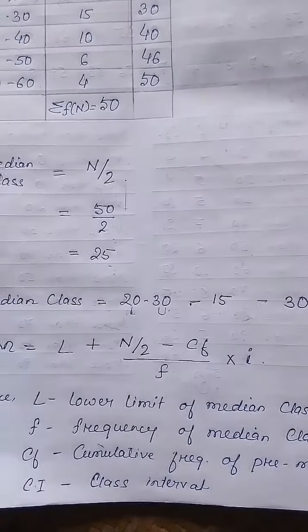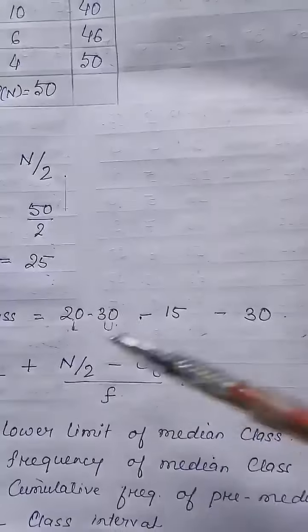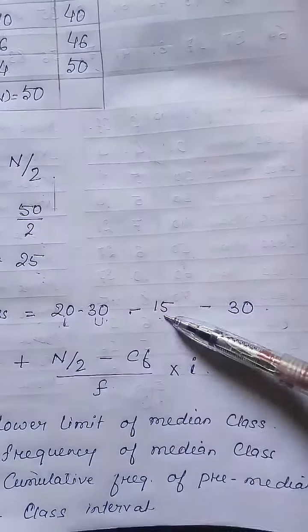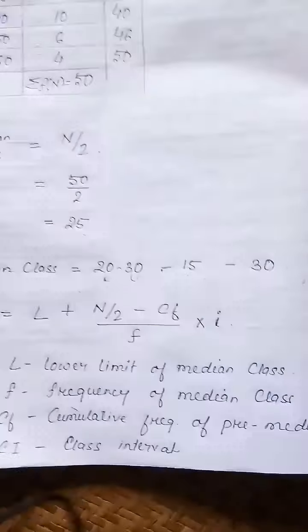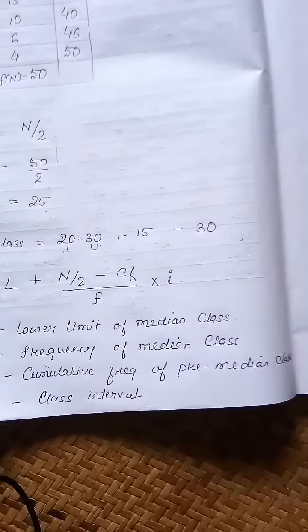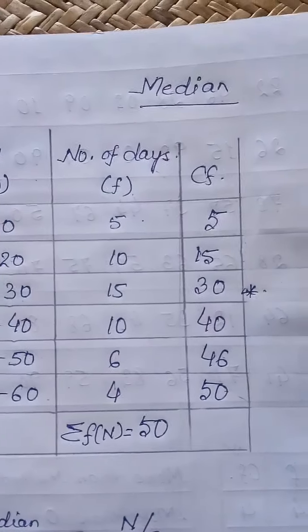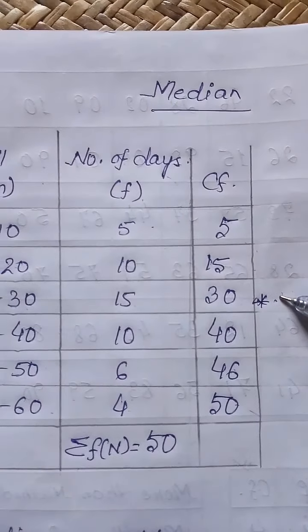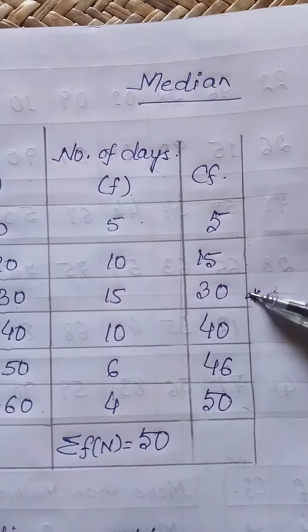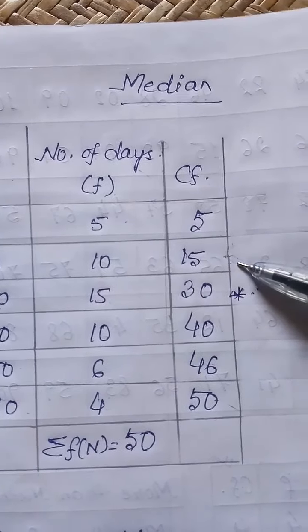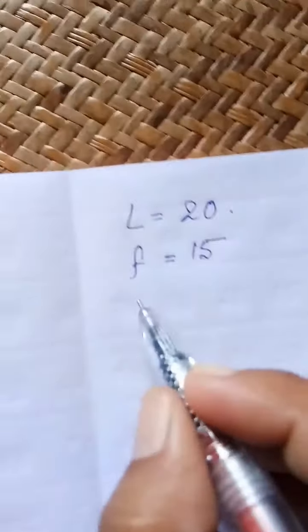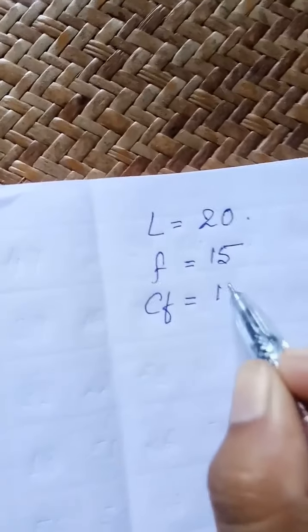Next, F is the frequency of the median class. The frequency of the median class is 15, so F is equal to 15. Next is the cumulative frequency of the pre-median class. We have found this 30 as the median class, right? Pre-median means the cumulative frequency before the median one. So here it is 15. This is the cumulative frequency that we will use for calculation. So CF is again equal to 15.